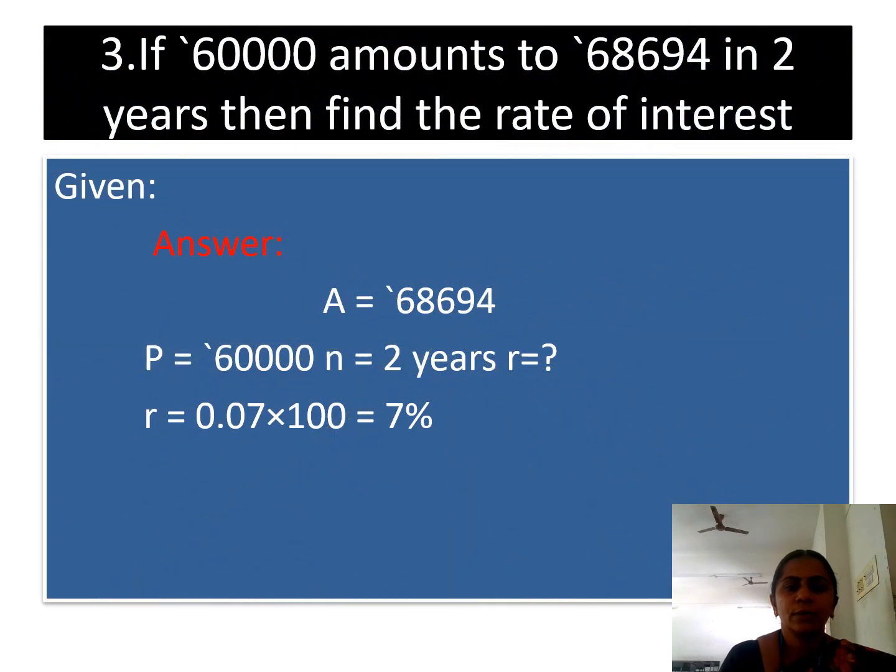So in this problem, what is given here is if 60,000 amounts to 68,694 in 2 years, then find the rate of interest. So here also we have to find out the rate of interest. So given data is amount is equal to 68,694 and the principal is 60,000 and N is equal to 2 years. From these data, using the formula for finding rate of interest, we find the rate of interest here is 7%.